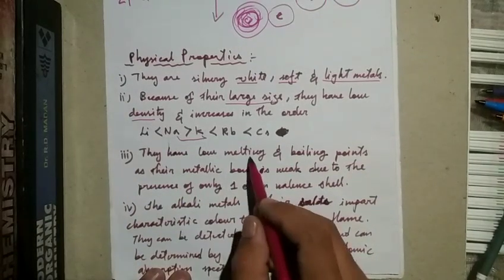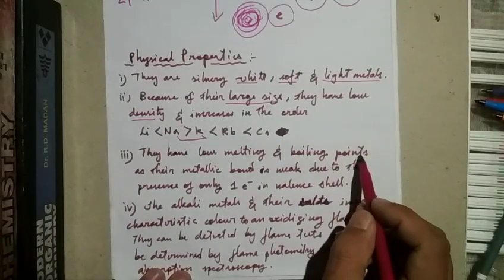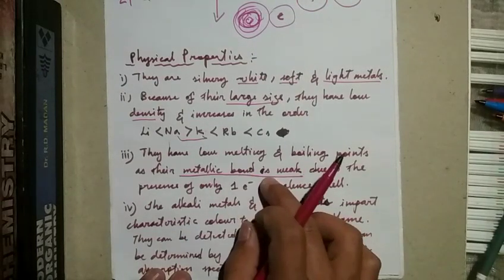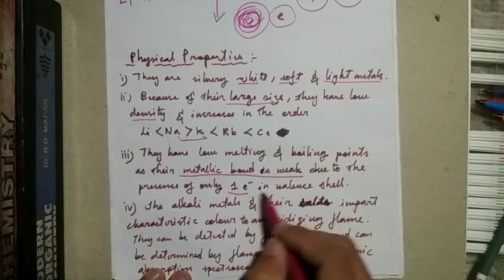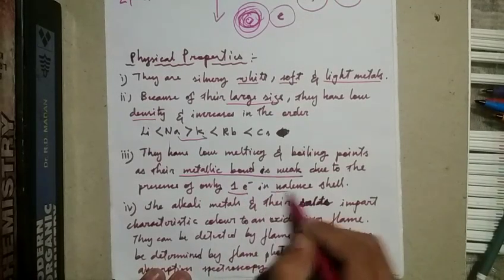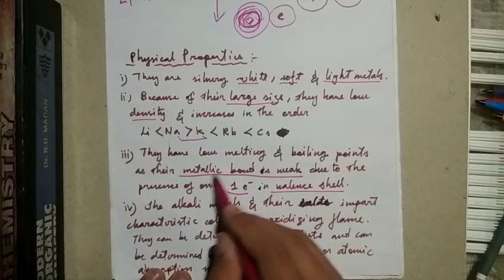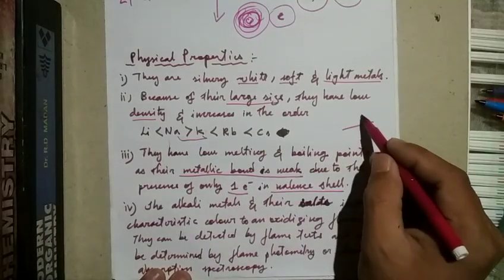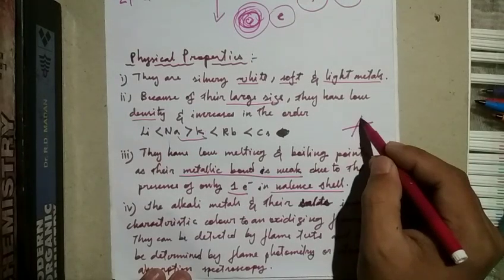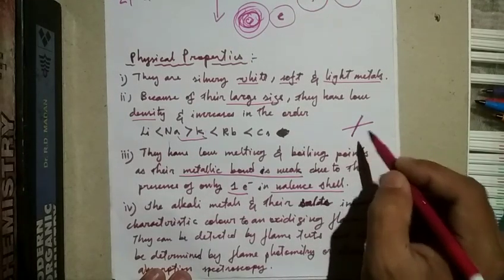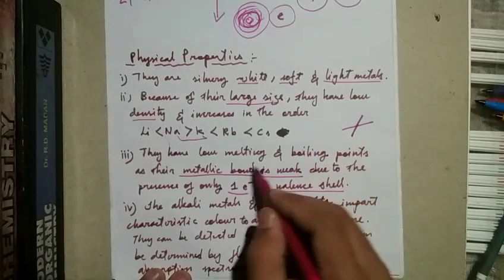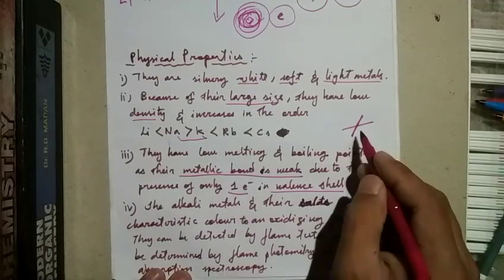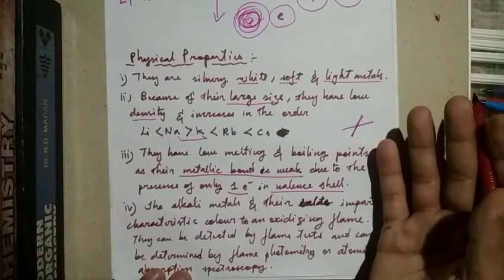Now they have low melting and boiling points, so the reason is their metallic bond is weak. Why is this metallic bond weak? Because they have only one electron in the outermost shell, or valence shell. A weak bond means it can break easily, and if the bond breaks easily, that means they will melt or boil easily. A strong bond means it will take time to melt or boil.